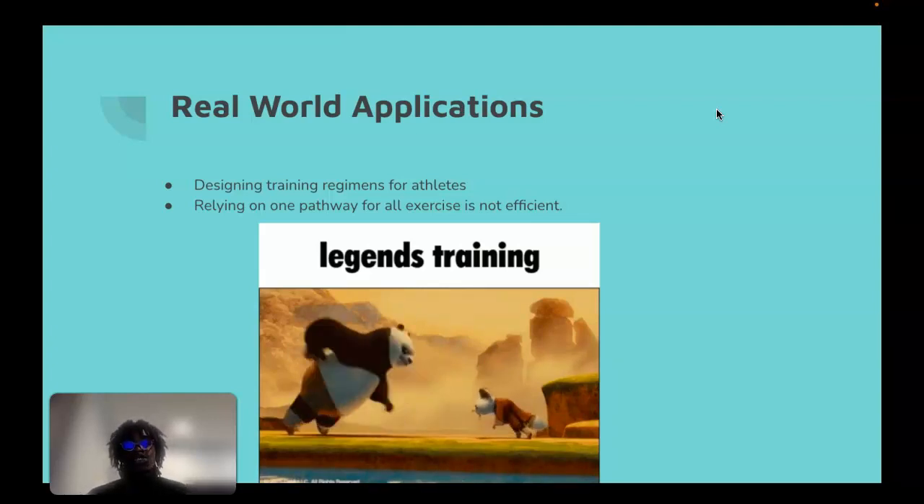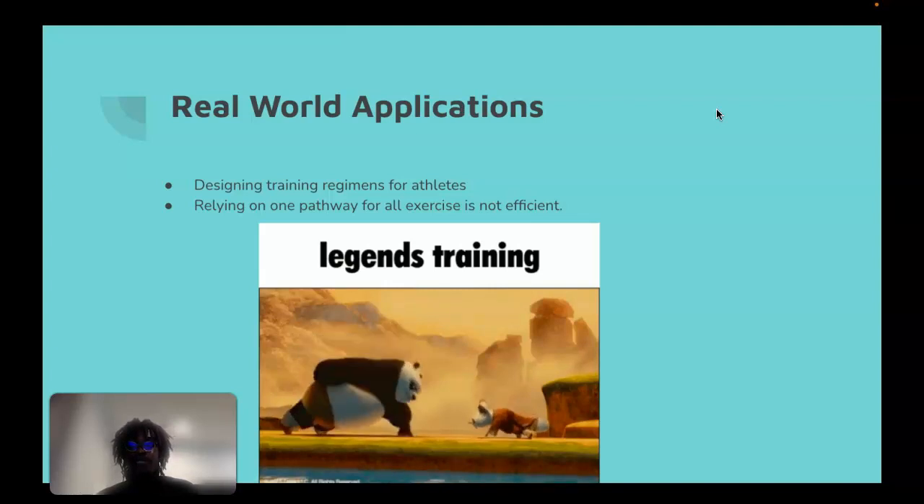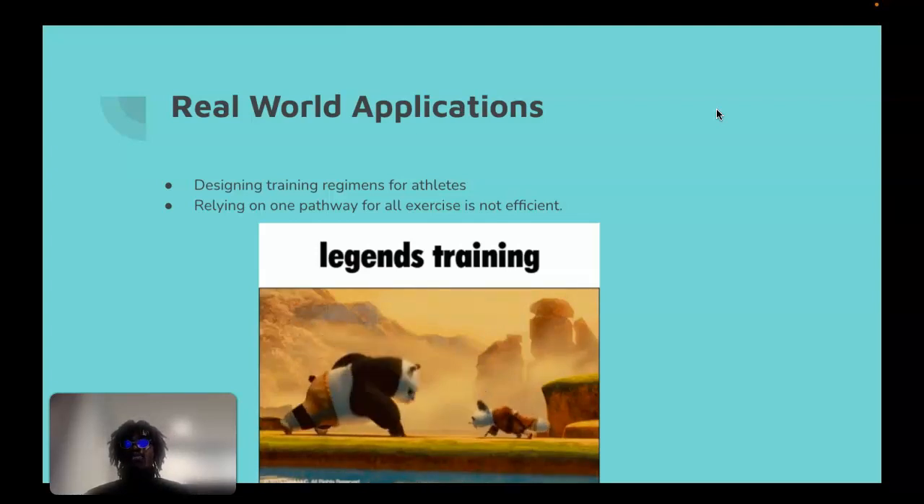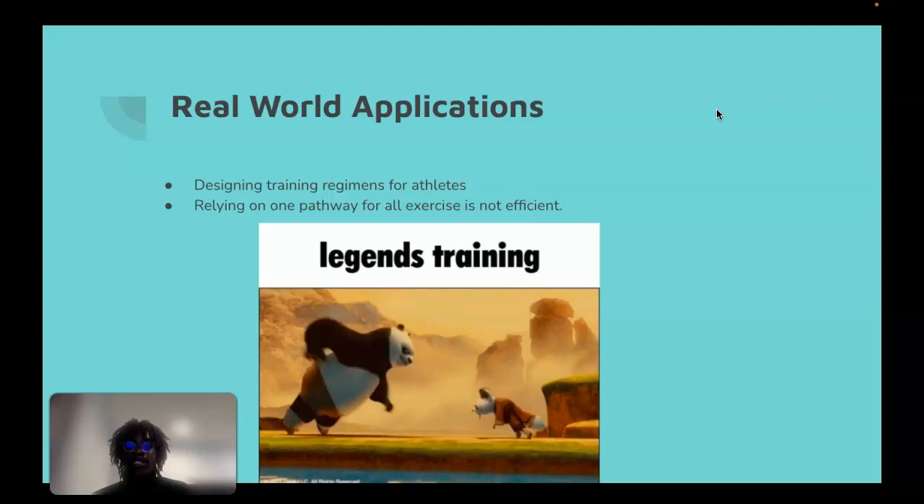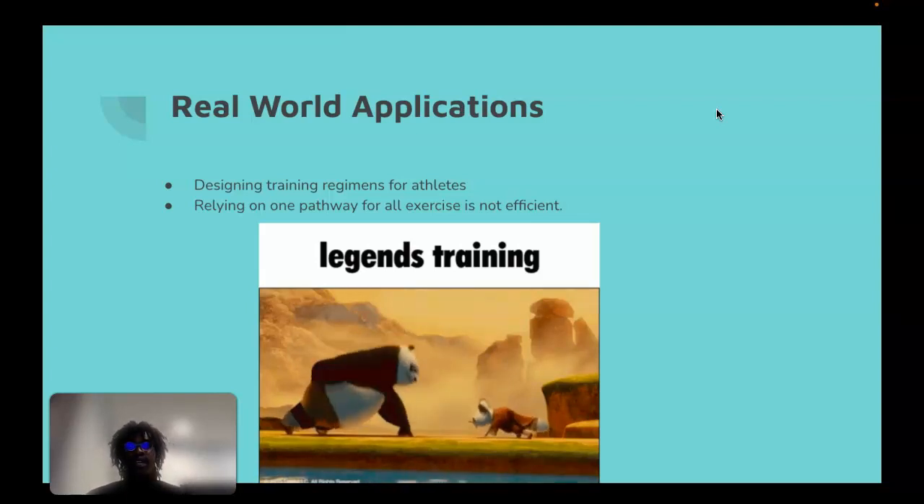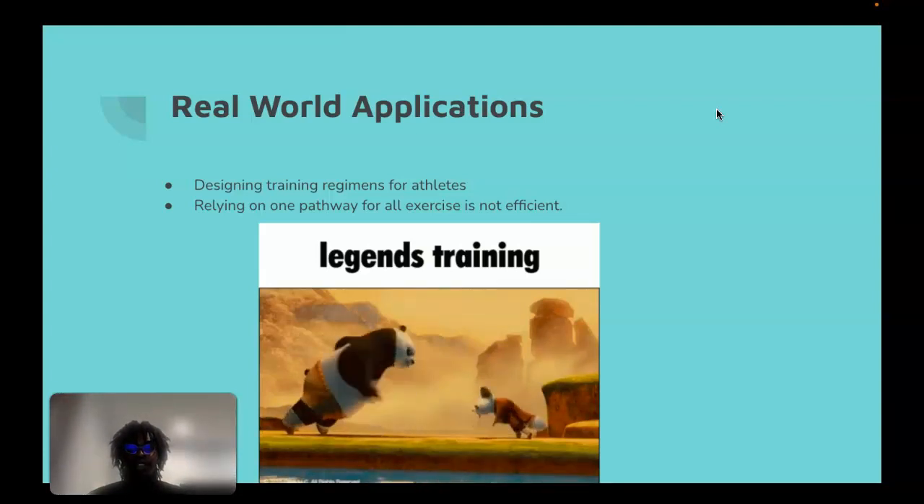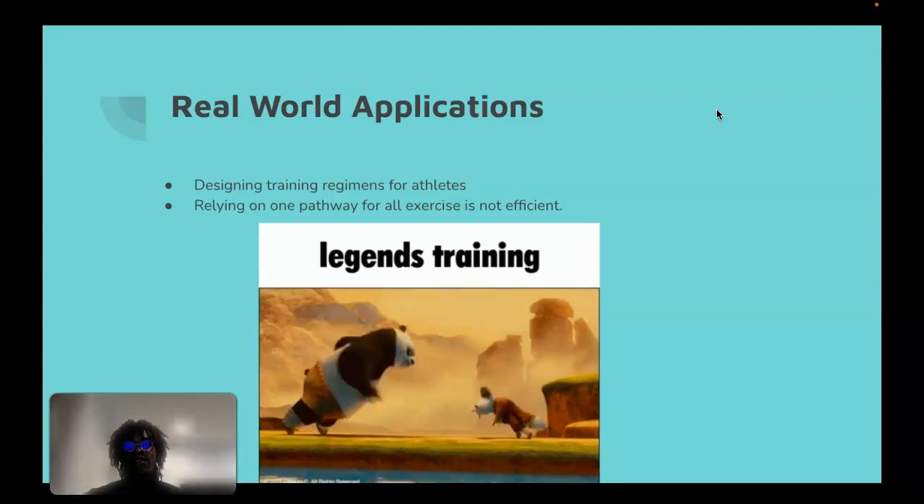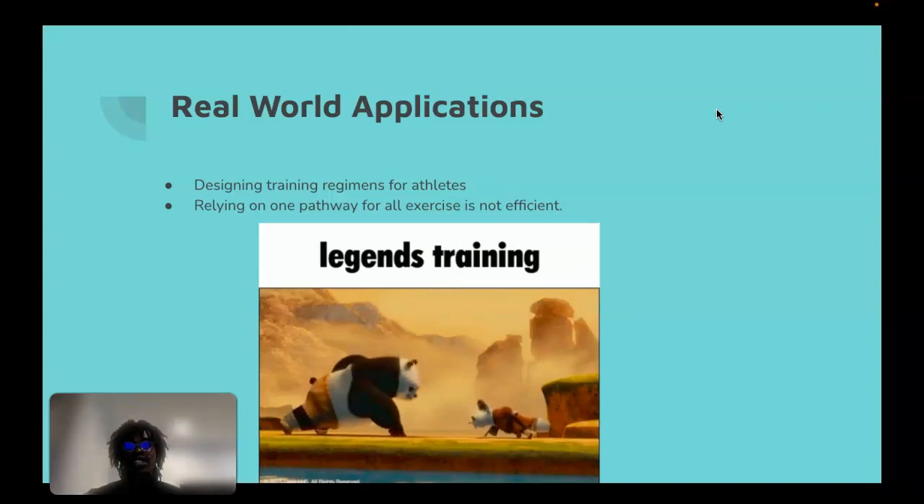Understanding these pathways is crucial for designing effective training regimens. Endurance athletes may benefit from enhancing beta oxidation for sustained energy, while sprinters might focus on optimizing glycolysis for quick bursts of power. Despite the efficiency of each pathway, relying solely on one isn't practical for diverse physical activities. Our body's ability to adapt and seamlessly switch between these pathways ensures a continuous supply of ATP, making us versatile in meeting the energy demands of various exercises.